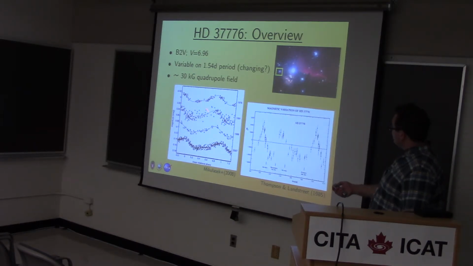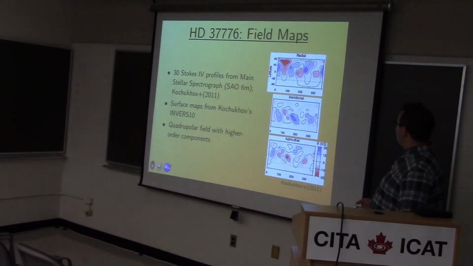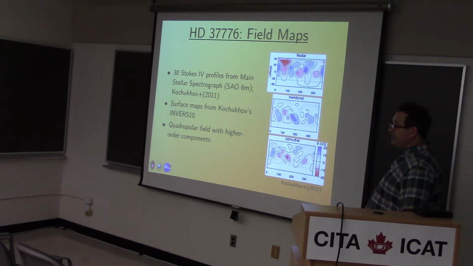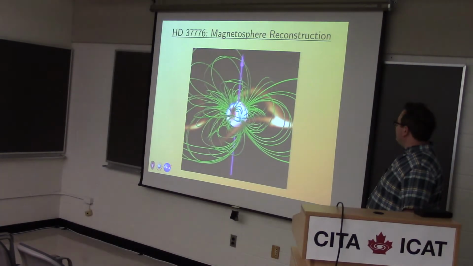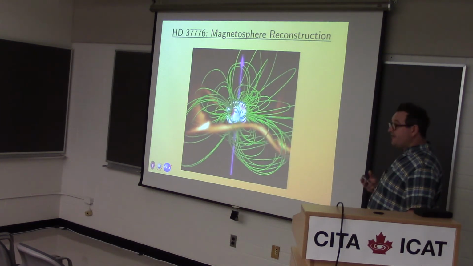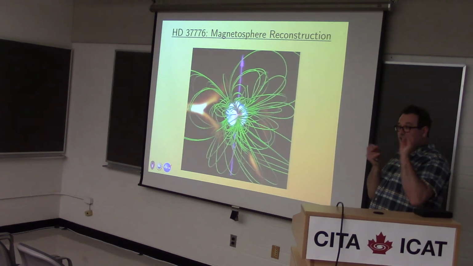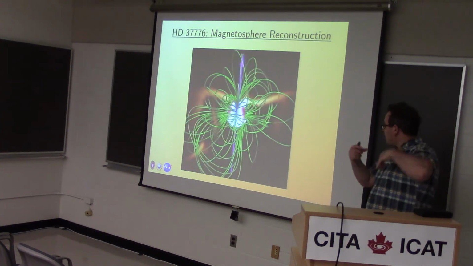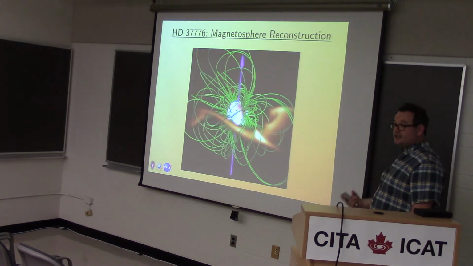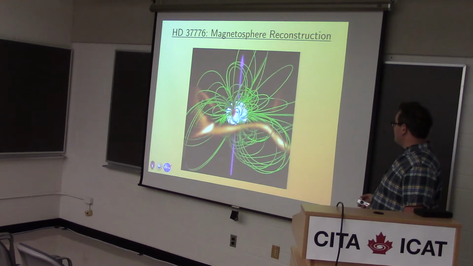This is what the longitudinal field looks like. These are field maps of the star. They only cover the northern hemisphere because we never see the southern hemisphere of the star. That's why they kind of peter out down here. And this is what the reconstructed magnetosphere looks like. So this is the same field reconstruction I showed you before in the movie where the field lines grow out, but now I've populated it with plasma based on that same rigidly rotating magnetosphere model.